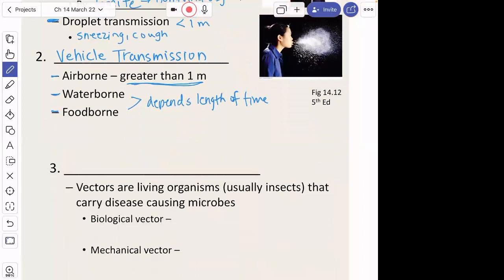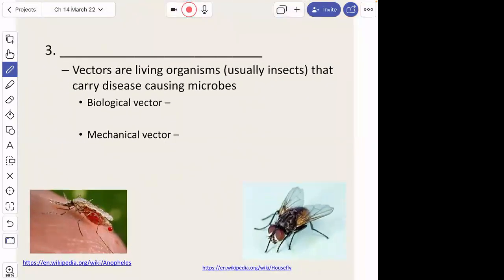All right, the third mode of transmission is by a vector. Vectors are living organisms, usually insects. I couldn't think of any example where we'd consider something a vector that wasn't an insect. There may be, I just couldn't think of any. We can think of a lot of examples here. We will consider that vector to be either a biological vector or a mechanical vector. Both of them are insects.